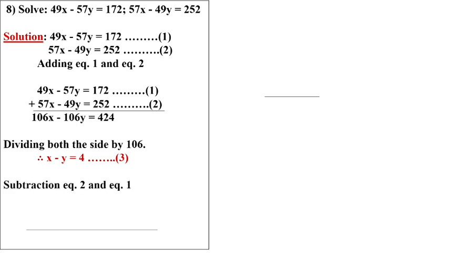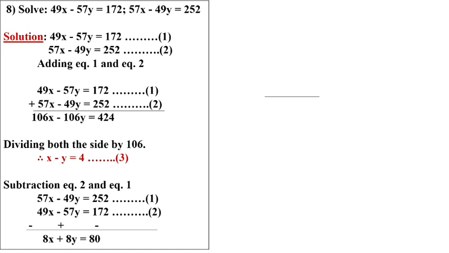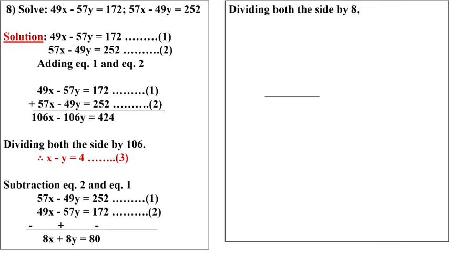Now subtracting the equation 2 from first. If we are subtracting, then the symbol will change. So minus becomes plus and plus becomes minus. 57 minus 49 we get 8x. 49 minus 57 we get 8y. But here 57 is greater, and 57's sign came what? Positive. Equal to 252 minus 172 we get 80. Now dividing both the sides by 8, we get x plus y equal to 10. That is our equation number 4.